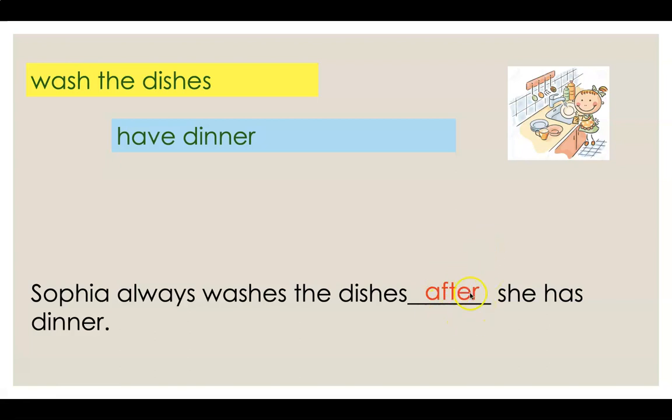Before we put the word here, we have to think about which activity happens first. Of course, we have dinner before we wash the dishes. That's why she has dinner is the first activity. Washes the dishes is the second one.